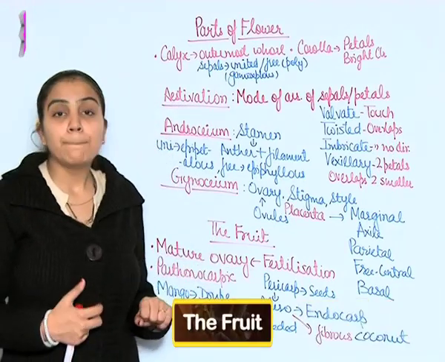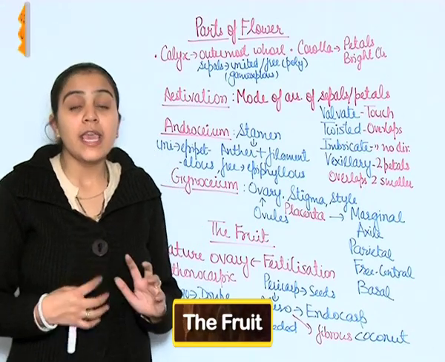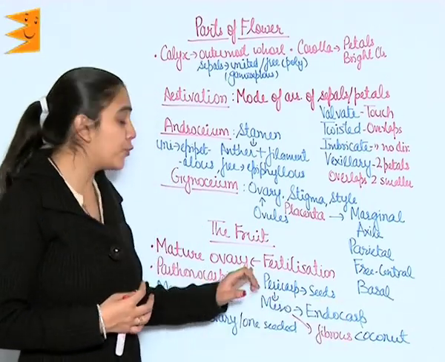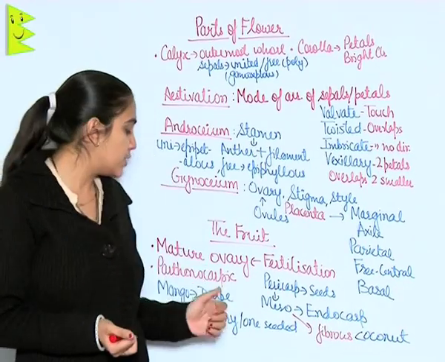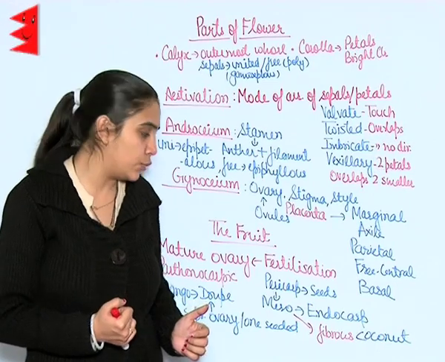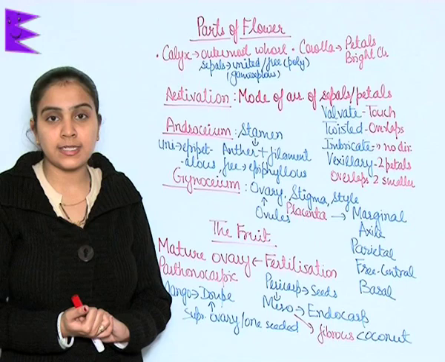The fruit. Mature ovary after fertilization is known as fruit. If the fruit is formed without fertilization of the ovary, it is known as parthenocarpic fruit. Fruit consists of outer pericarp and seeds.